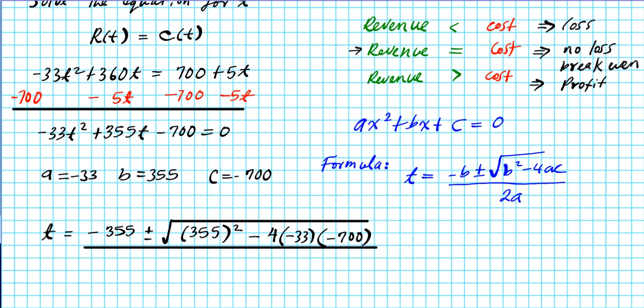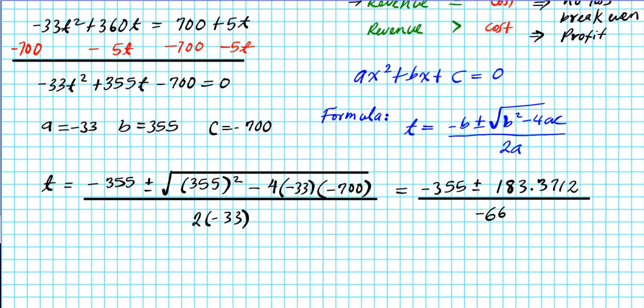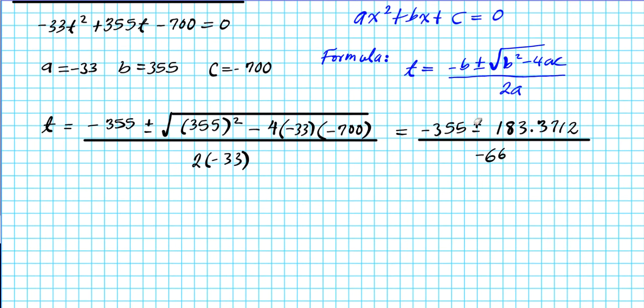And then over 2a, we have 2 and a is negative 33. So just simply plug this into your calculator. You can plug in the radical part and then take the square root. You end up with negative 355 plus or minus 183.3712, and that will be divided by 2a. A is negative 33. Okay, so divided by 2a, and then you have negative 66. Okay, now let's go ahead and simplify further.